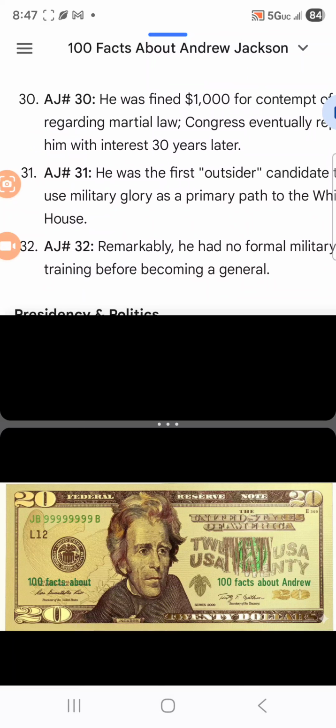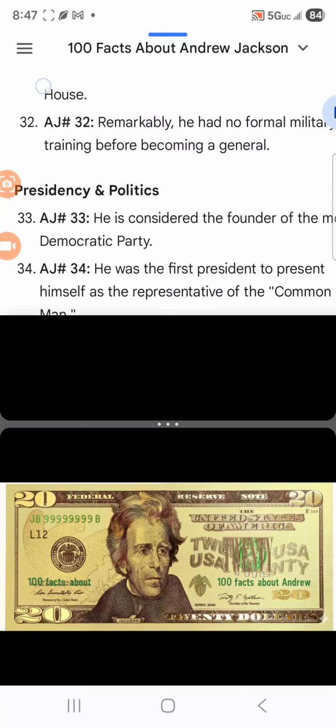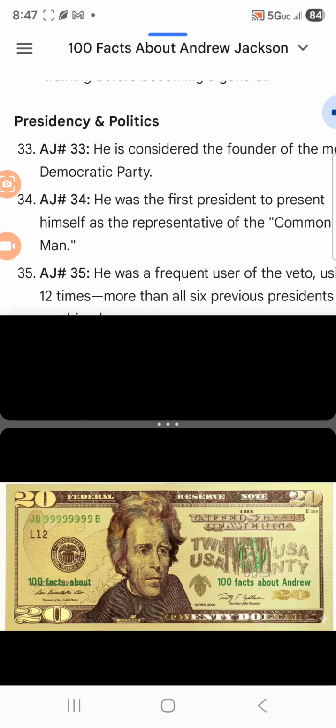AJ number 31. He was the first outsider candidate to use military glory as a primary path to the White House. AJ number 32. Remarkably, he had no formal military training before becoming a general. Now that is crazy. Imagine being a doctor with no formal medical training. That is bonkers.